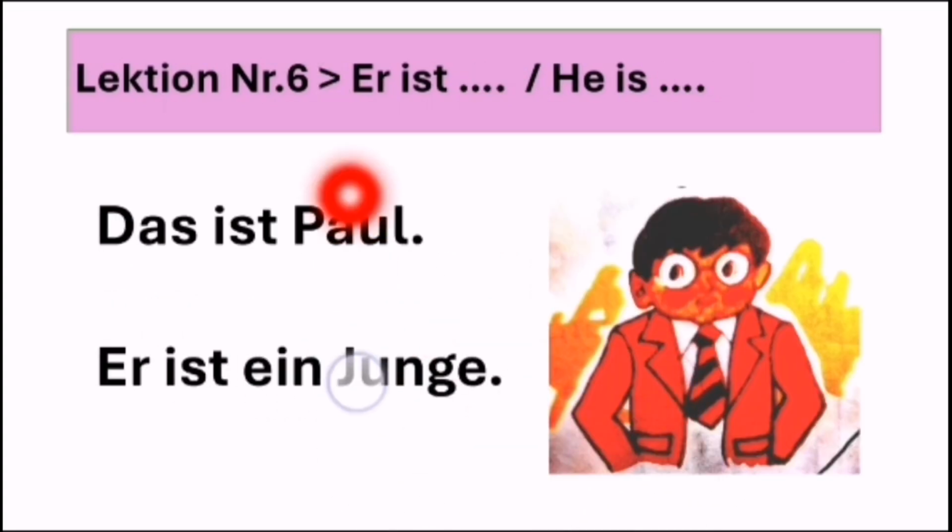So look at this picture. Er ist, he is. Er ist means he is. Das ist Paul. We have learned about das ist in the previous lesson, okay? Das ist Paul. This is Paul. Er ist ein Junge. He is a boy. Once again, das ist Paul. Er ist ein Junge. He is a boy.